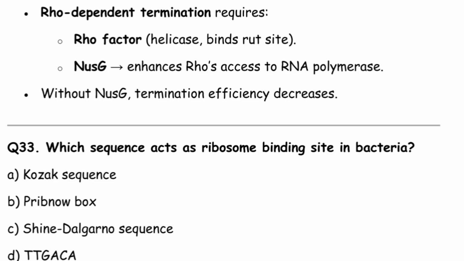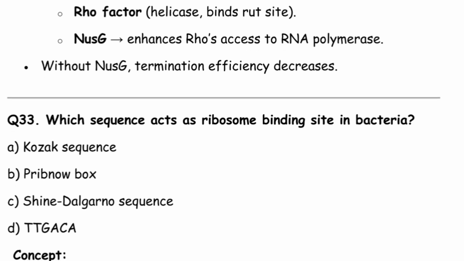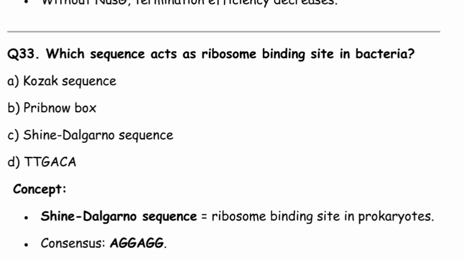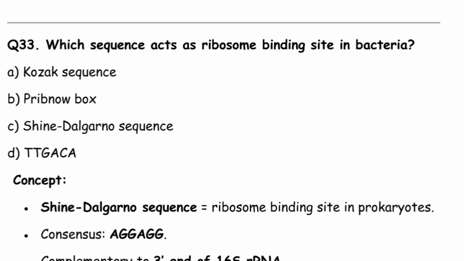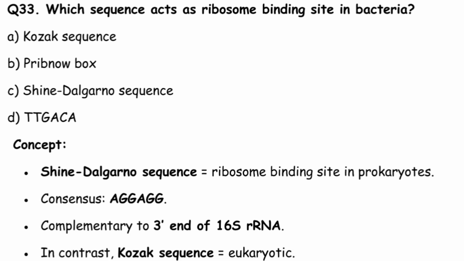Next question: which sequence acts as a ribosome binding site in bacteria? A. Kozak sequence, B. Pribnow box sequence, C. Shine-Dalgarno sequence, or D. TTGACA. The correct answer is C, Shine-Dalgarno sequence. Kozak sequence is a ribosome binding site, but in eukaryotes, not in prokaryotes. That's why A is an incorrect option here.